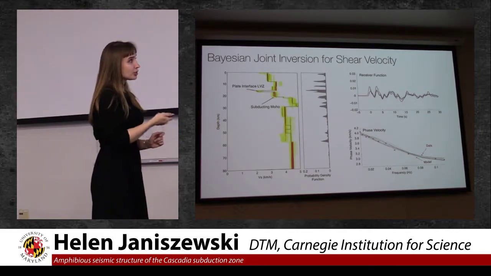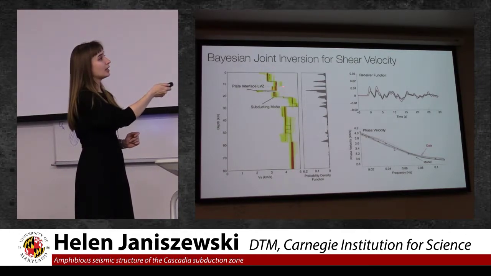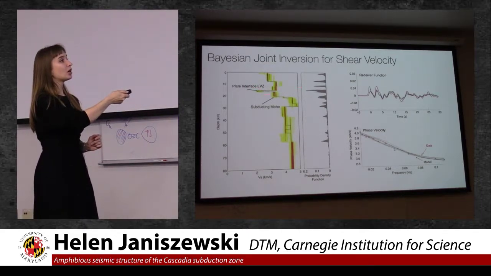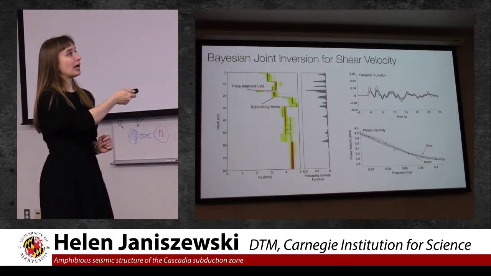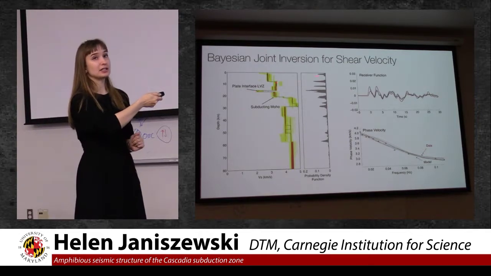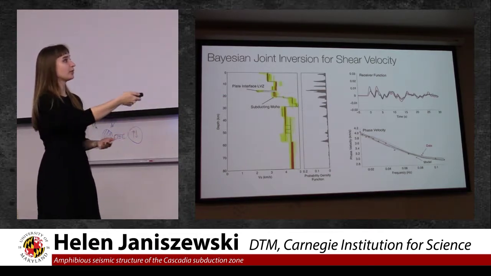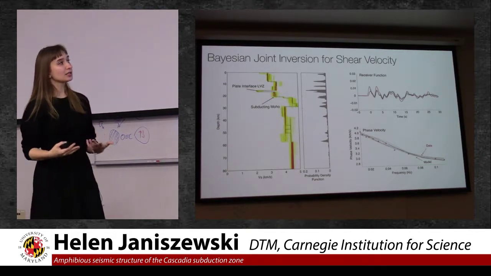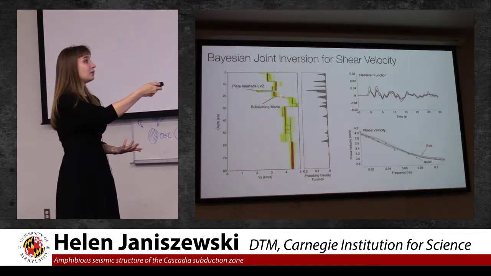So there's a few major features in this. We start out relatively slow, it goes down, and all of a sudden at about 16 or so kilometers depth, we get this really large low velocity zone. And that is at about where we would expect the plate interface to be, based on models of the subduction zone. Then beneath that, this is about 5 to 6 kilometers thick, so about as thick as we would expect the Juan de Fuca oceanic crust to be. And then we get into mantle velocities, so this would be our subducting Moho.